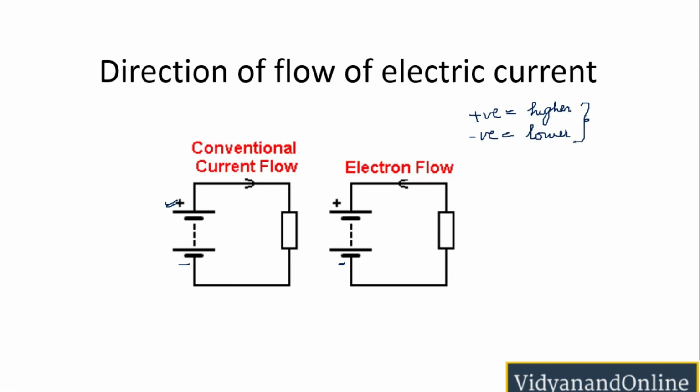And when the direction of electric current was decided, people did not know what an electron is. Electrons were found much later, and the charge on the electron was also discovered much later.